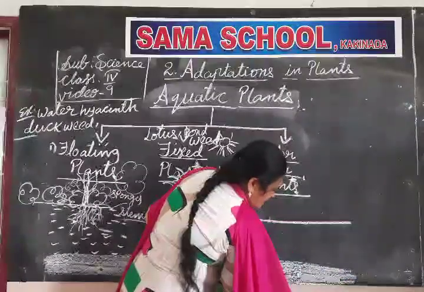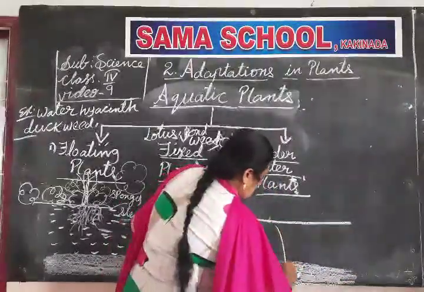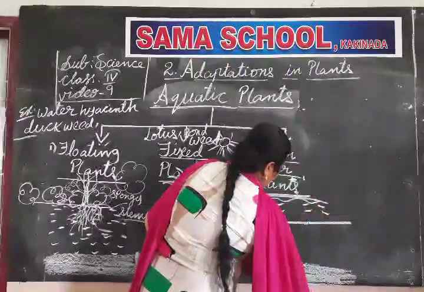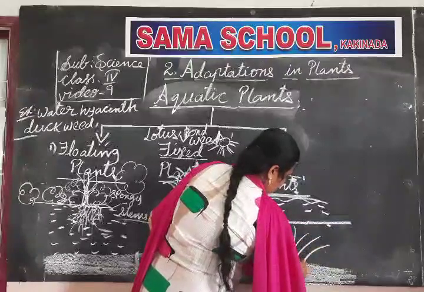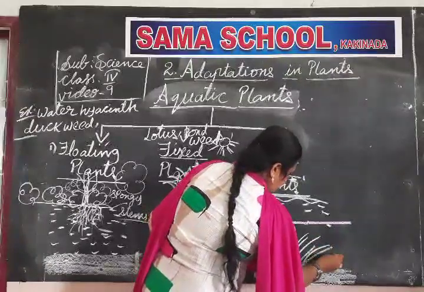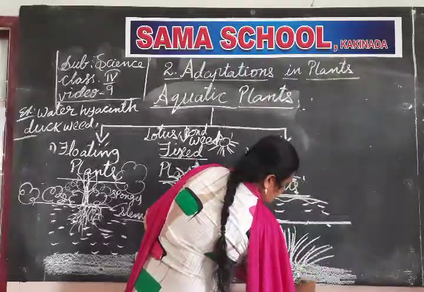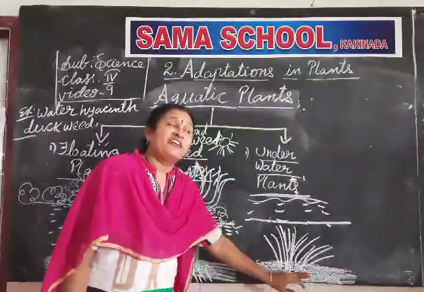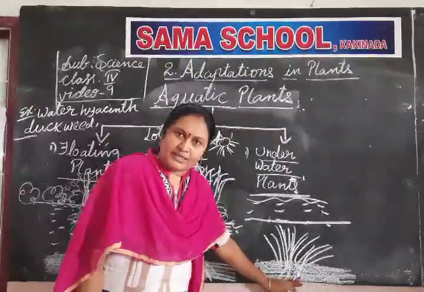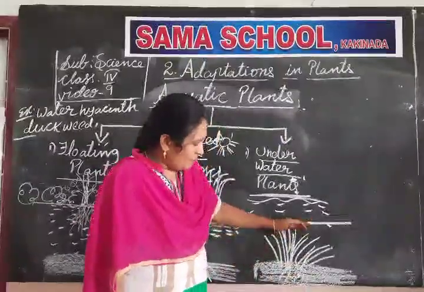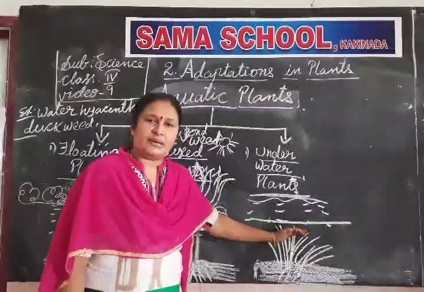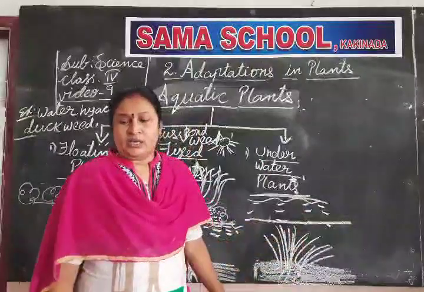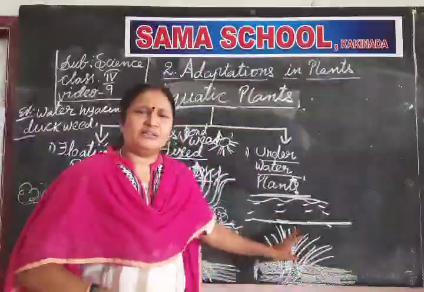So these underwater plants can grow entirely in the water. Here, the roots are fixed in the mud at the bottom of the water, and the leaves and stem, everything, grow in the water only.